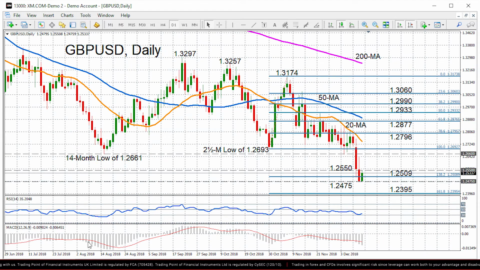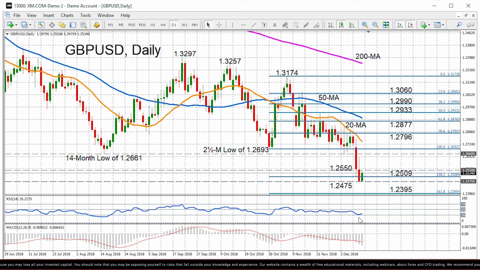Let's now turn to pound dollar. The pair is looking rather bearish in the short term. In the medium term, it's also looking increasingly bearish. It had turned neutral in recent months, but then it broke below that key support level of 1.2660, and that shifted the medium-term outlook back to a bearish one.